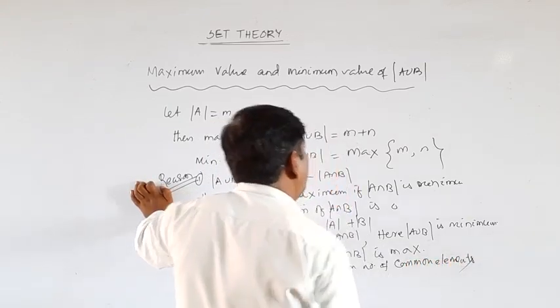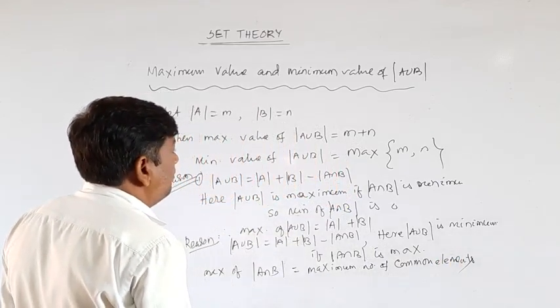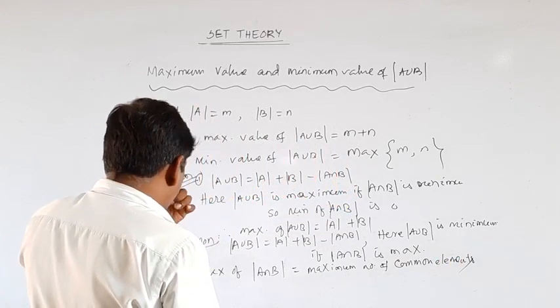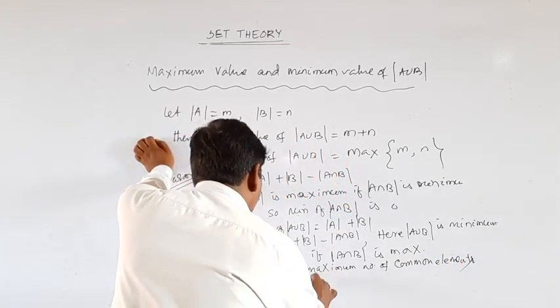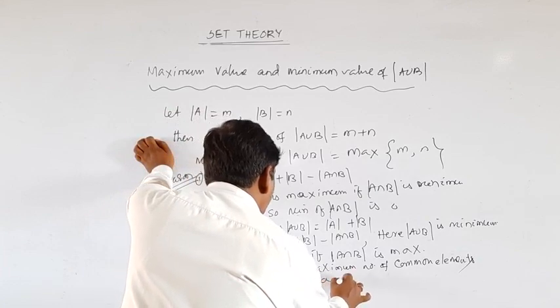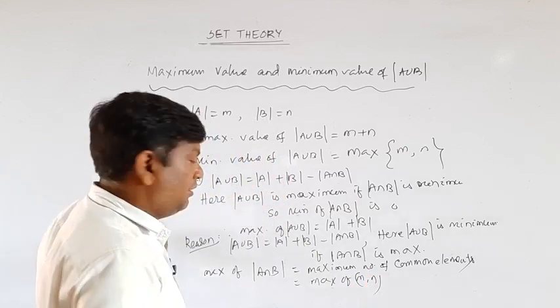Maximum number of common elements. So what is the maximum number of common elements? The maximum number of common elements is equal to, that is, maximum of what? Maximum of m comma n.